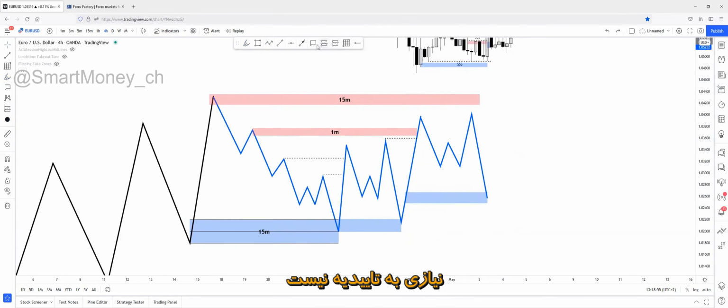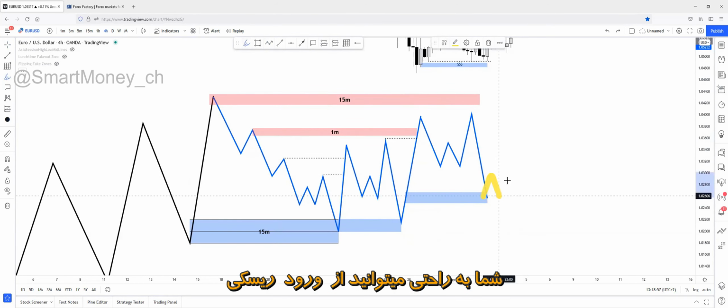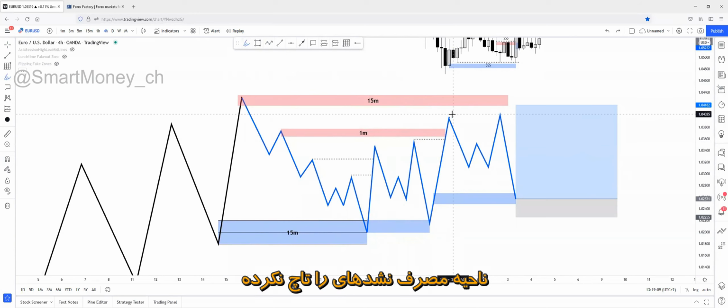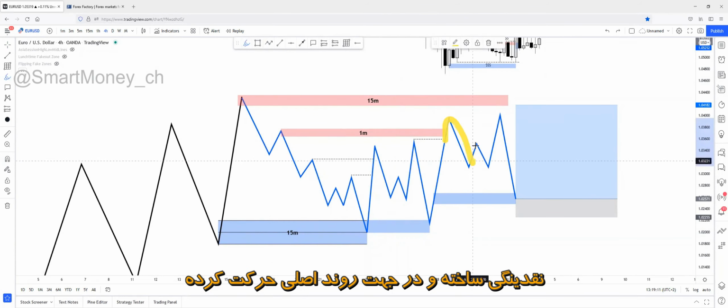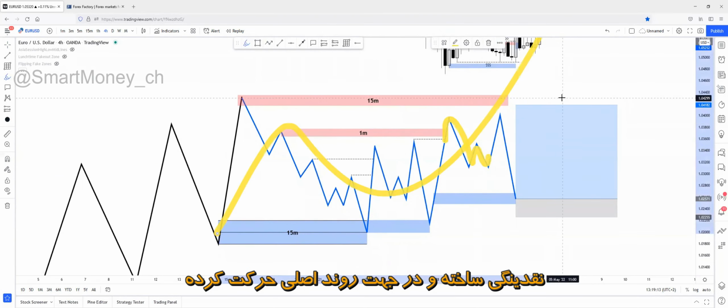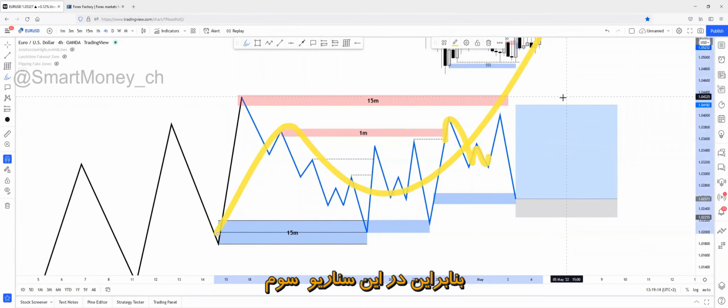So you don't have to wait for confirmation entry. You don't have to wait for a 1 minute change of character entry right here. You can simply use a risk entry because price has created a breakout structure to the upside right here. It didn't tap any unmitigated POI right here, created liquidity, and you're trading main trend. So in this third scenario, you can use a risk entry.